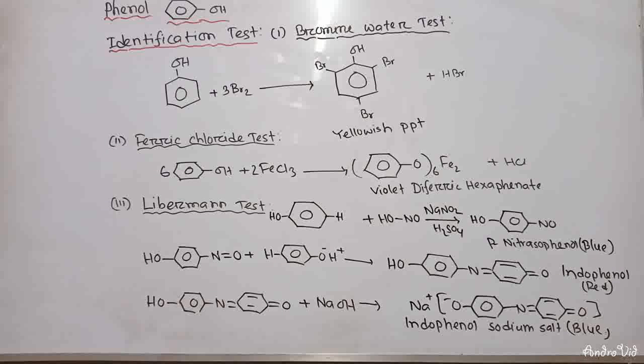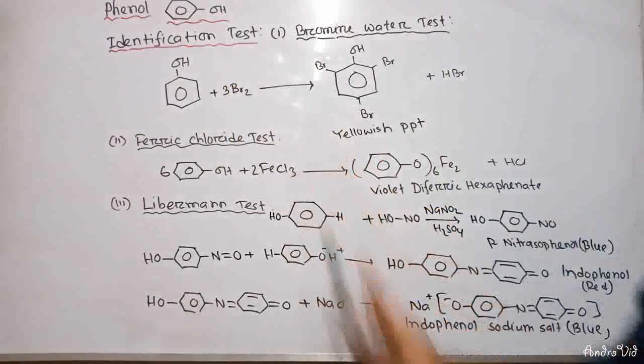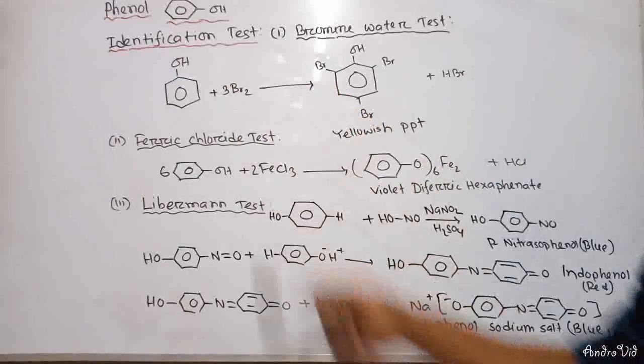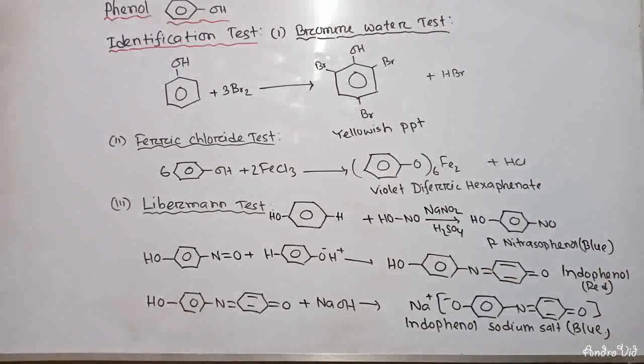In the bromine water test, if you take the solution of this compound in a test tube and add bromine water dropwise, then we will get a yellowish precipitate of 2,4,6-tribromophenol. So from the yellowish precipitate of this compound, you will be sure that this compound must be present. Now, the ferric chloride test.